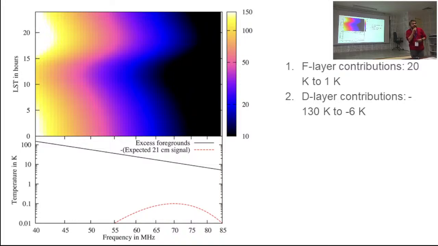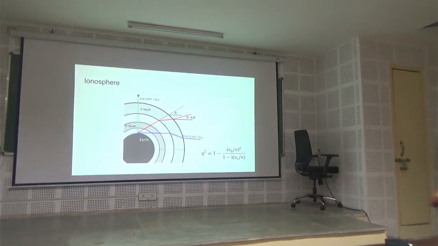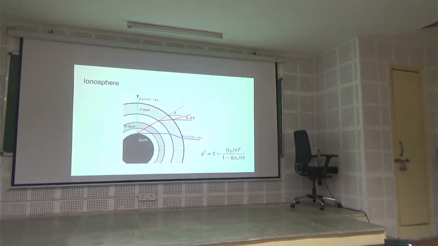Ionosphere, most prominent at low frequencies, yeah. Because most of these effects are 1 by nu square terms. Why? This ties to the refraction index. What is the refraction index of the ionosphere? So all the nu square terms source from it.